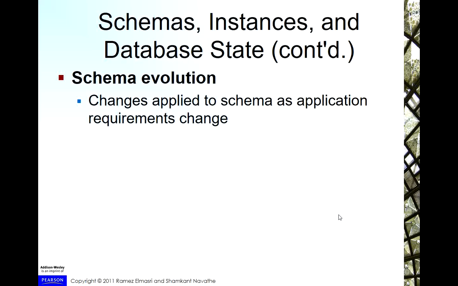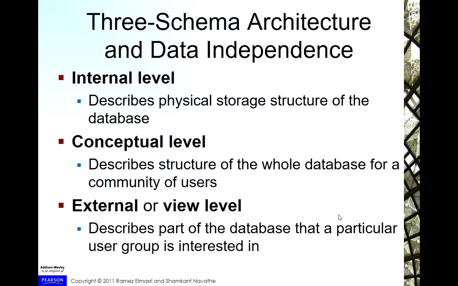Schema evolution talks about changes applied to the schema as application requirements change. Since the application requirements will change, you can change the schema accordingly. So we call it evolution of the schema or improvement of the schema, because sometimes user requirements can change. If the user requirements change, then automatically the schema will change according to the user requirements.